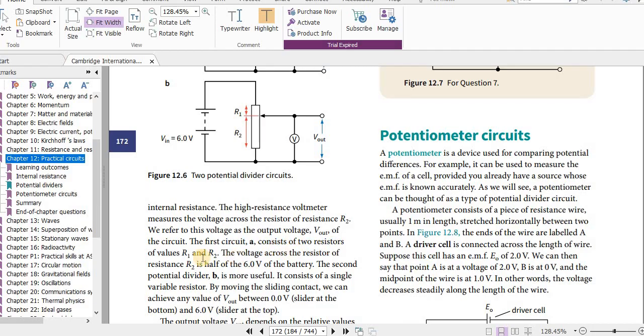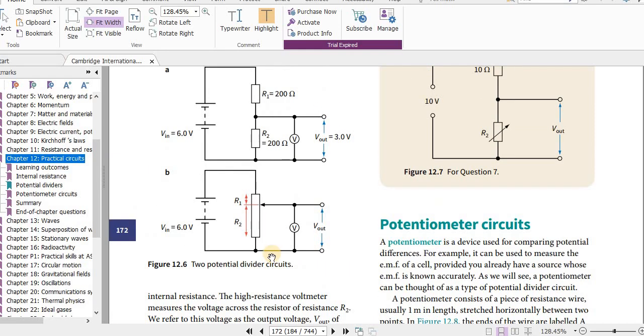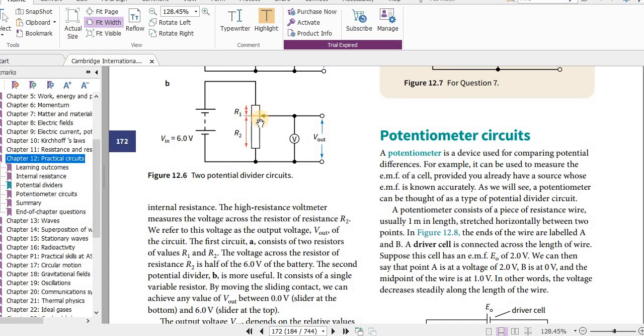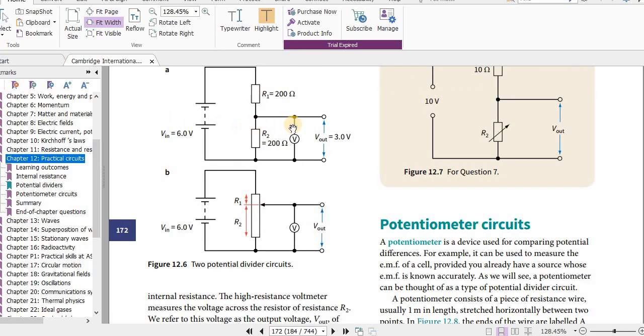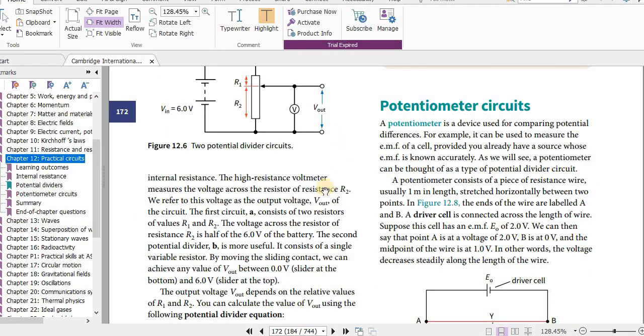The first circuit A consists of two resistors of values R1 and R2. The voltage across the resistor of resistance R2 is half of 6.0 volts. Okay, so here you can see it's moved this way so that the length of resistance wire here is half of this. So that means the resistance here will be half the resistance R2. So the voltage across the resistor of resistance R2 is half of 6 volts. This half I already explained, so now it should be fine.